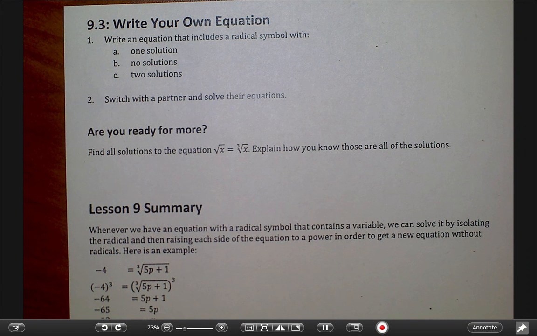Does anyone want to share with me their one solution? I'm still looking for my notes. This is actually confusing. Which one did we do yesterday that was two solutions? You should do it. So what's the one solution?